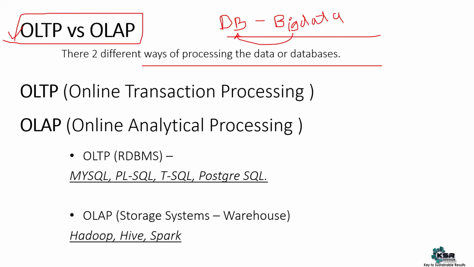So there are two different ways of processing the information. One is OLTP, one is OLAP. Now, what do you mean by OLTP and what do you mean by OLAP? OLAP is nothing but your big data. OLTP is nothing but your normal database. MySQL, PL/SQL, T-SQL, PostgreSQL are all your normal database languages. Whereas OLAP, online analytical processing, deals with the big data aspects, which is nothing but your data warehousing aspects.